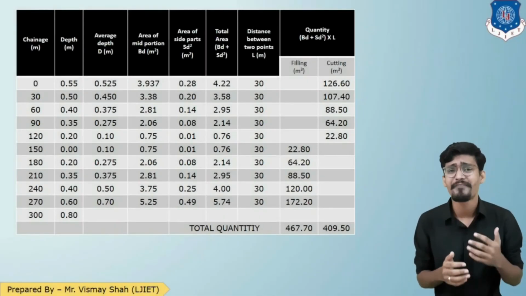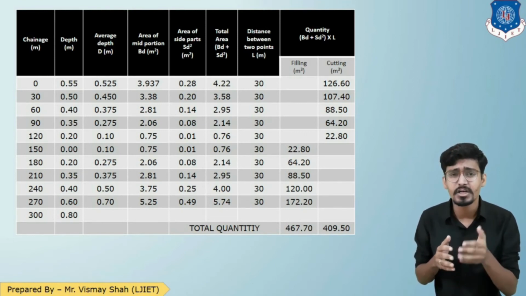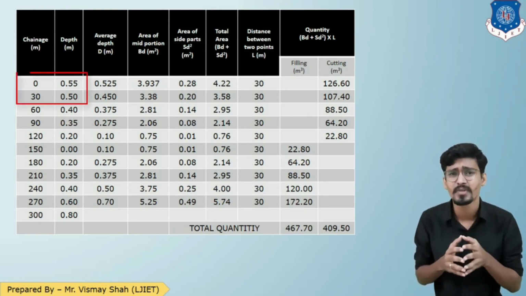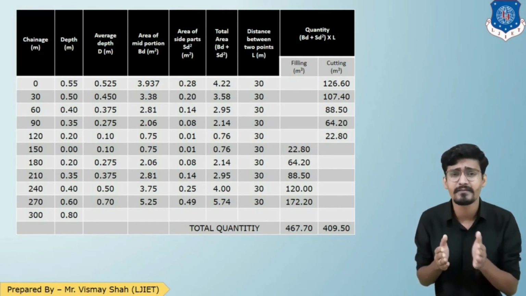So as you can see, I prepared the entire table of the mid-sectional method. Let me give you a brief about the initial 2-3 points. The first chainage point is 0. The depth is 0.55. The second is 30. The depth is 0.50. Now, by using the mid-sectional method, we have learned that we need to take the average depth.